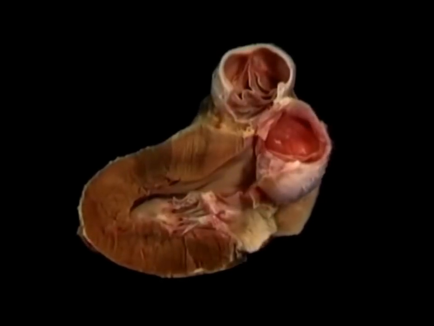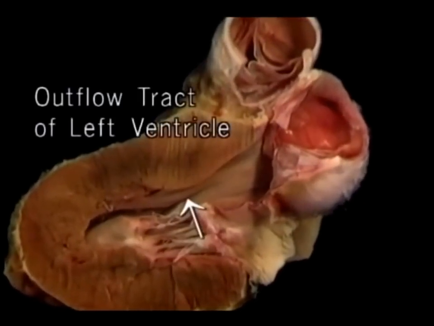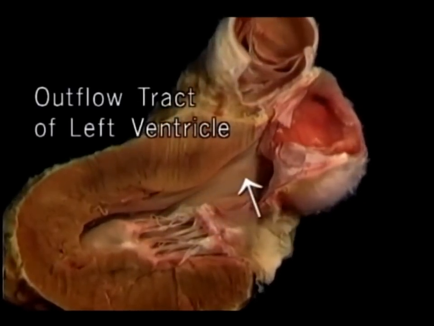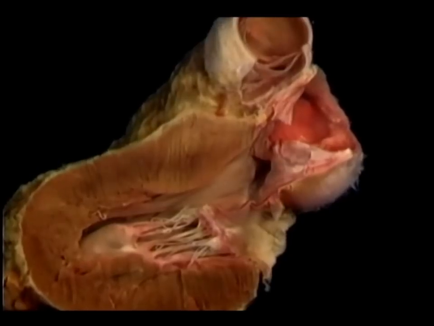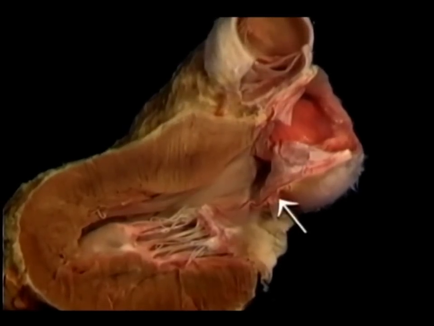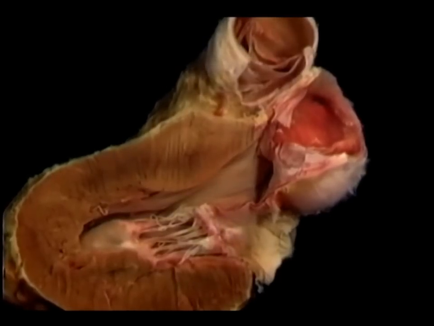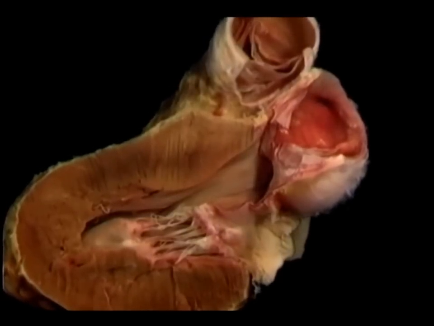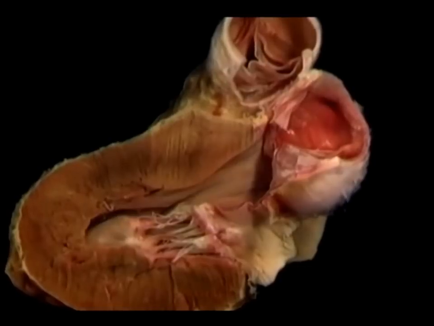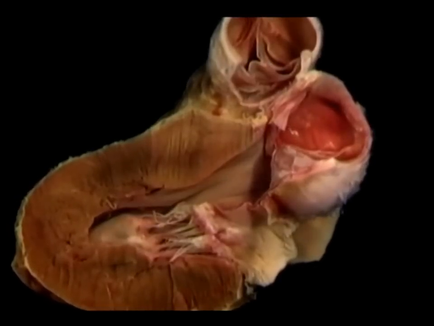In this cutaway dissection, we can see the outflow tract of the left ventricle from the side. Here's the aortic valve. We've left intact part of the anterior cusp of the mitral valve, along with the chordae tendineae and papillary muscles. The anterior cusp of the mitral valve forms part of the wall of the outflow tract, so blood flows past it this way in diastole and this way in systole.